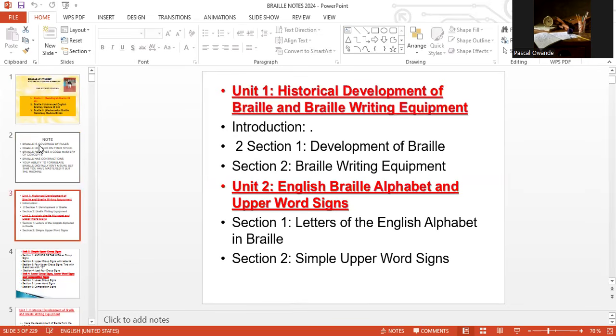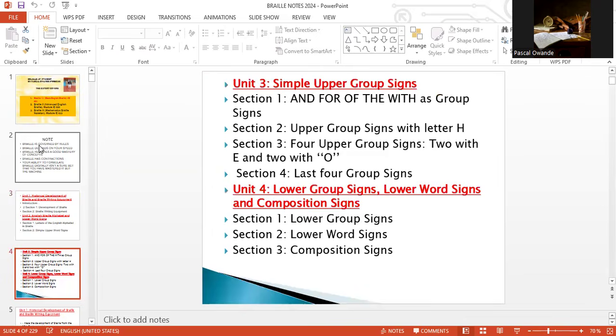And so under the basic English Braille, we will look at the historical development of Braille and Braille writing equipment. And under that, we look at the development of Braille itself, and we look at the Braille writing equipment. In the second unit, we look at English Braille alphabet and upper word signs. We look at the letters of the English alphabet in Braille. We'll also look at the simple upper word signs.